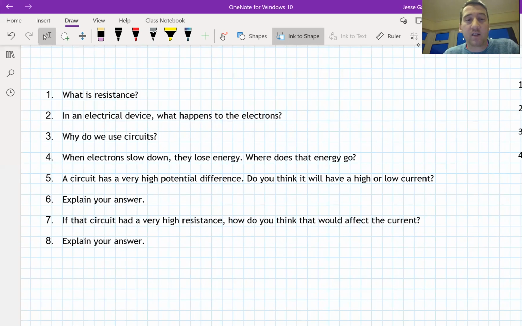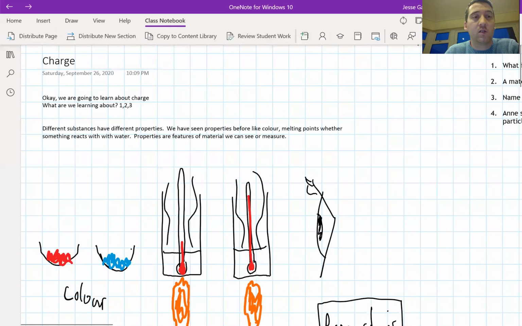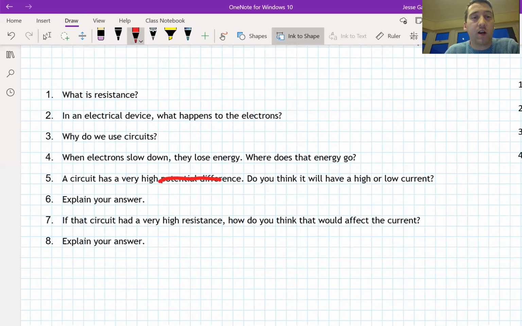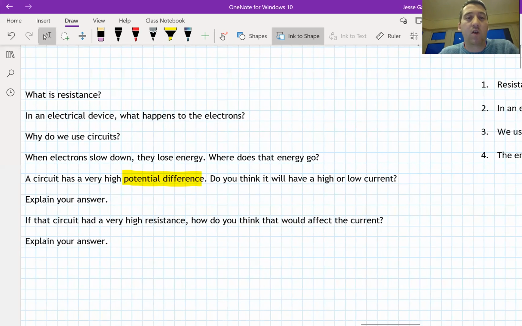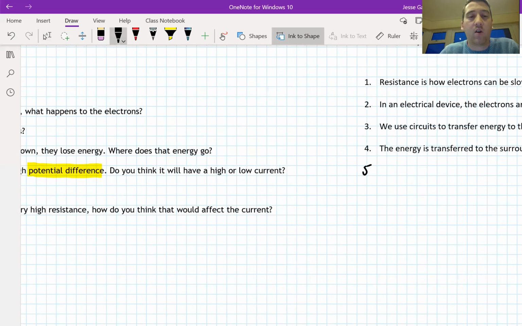A circuit has a very high potential difference. In other words, it has a very high voltage. Has a very high potential difference, means voltage. Do you think it will have a high or a low current? Explain your answer. So we've got number 5, high or low current.